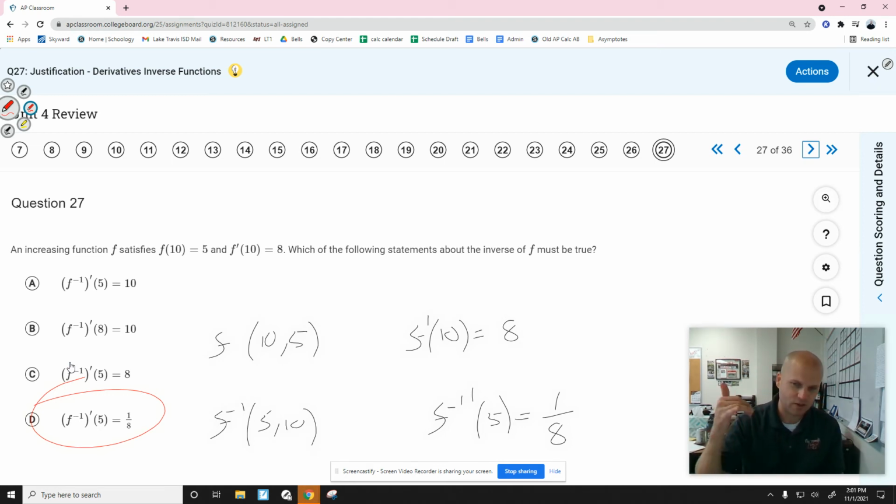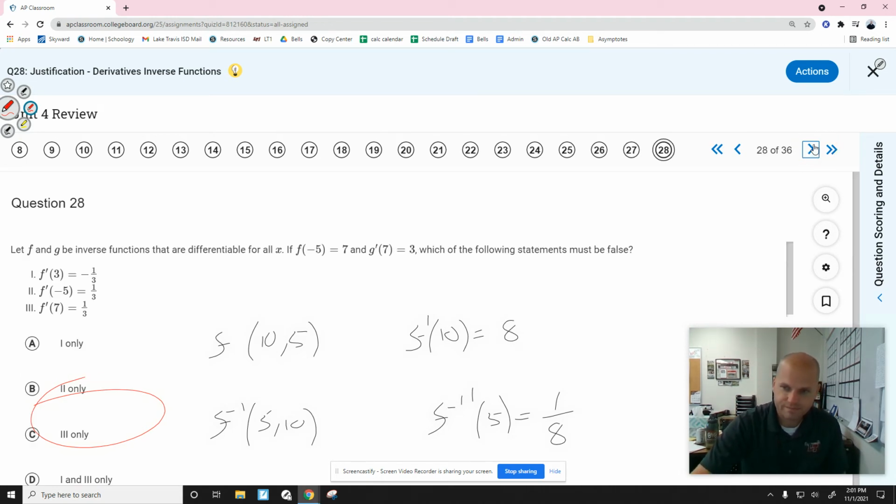What it means to be an inverse, you undo. Flip-flop points. What it means to be inverse means slopes are flip-flopped. dy over dx turns into dx over dy, which is 1 over dy/dx.